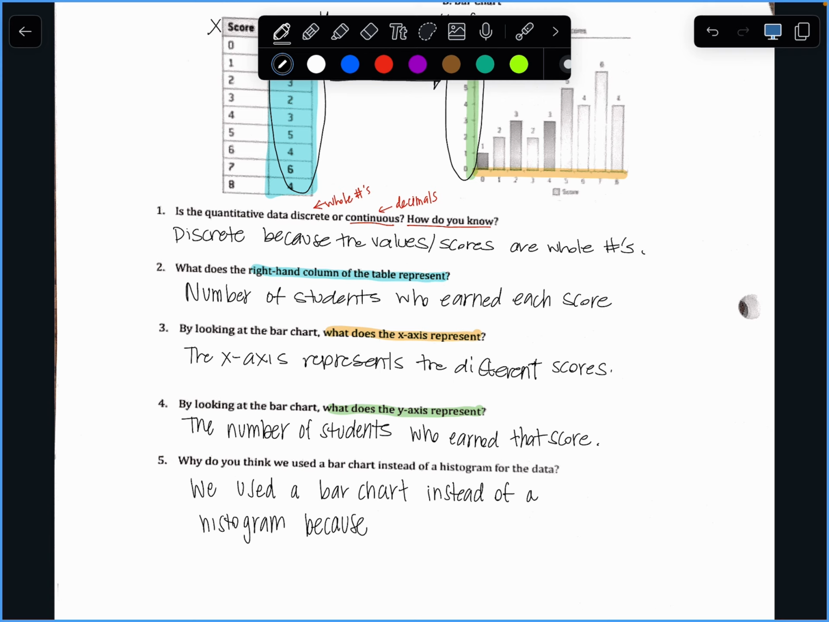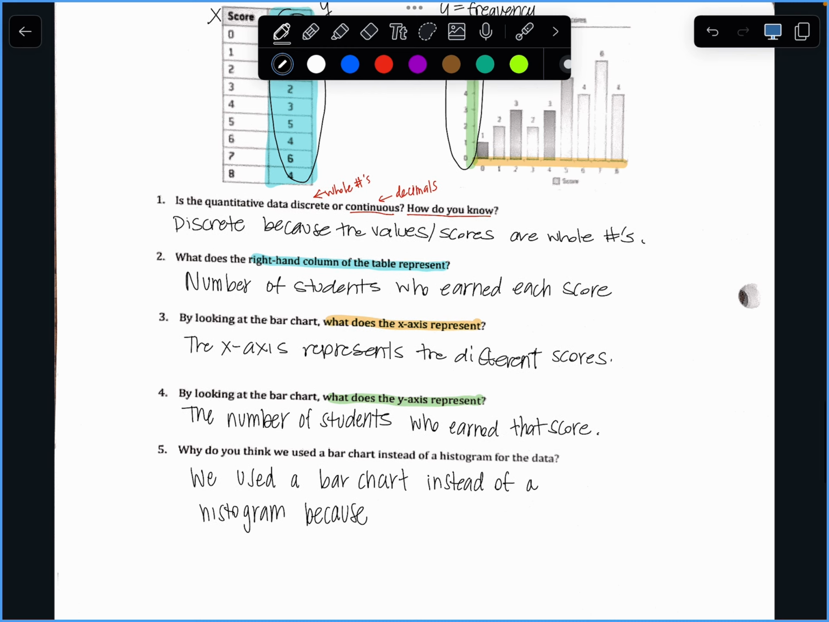Okay, Jaden, why is it discrete? Oh, because of its whole numbers. There you go. So we used a bar chart instead of a histogram because we have whole numbers. You guys got to make the connection here, okay? Bar chart, whole numbers. Histogram, we use it more for continuous data.